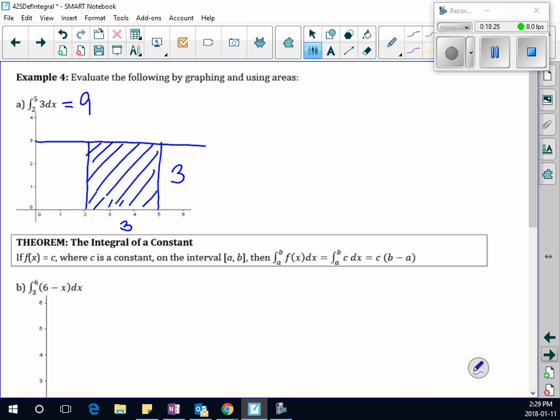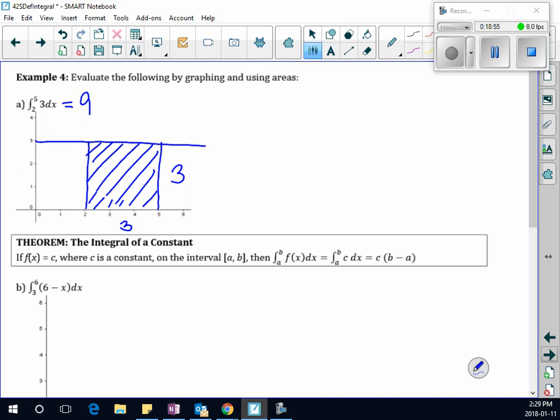But in this case, I'm just showing you a visual of what the constant looks like. So here's a theorem for you. If you have an integral of a constant, it is just whatever that constant is times the upper minus the lower. If I went 5 minus 2, I get 3, times the constant 3, and I get 9. So it's a fast way of doing it. But here's a visual of why it works. Does everybody see the reason why that theorem works?